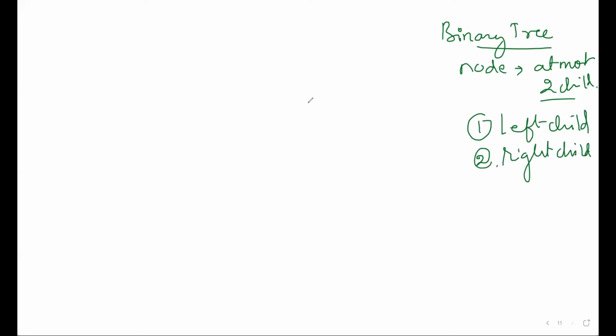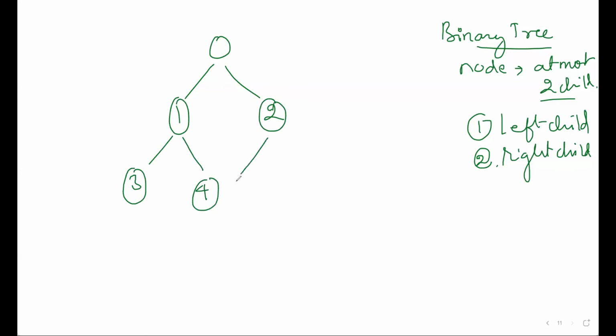Now, suppose this was the tree given to us. One, two, three, four, five, six, seven. Okay, it was starting from one. So I have written zero. Okay, leave it. So now they want you to print top view.